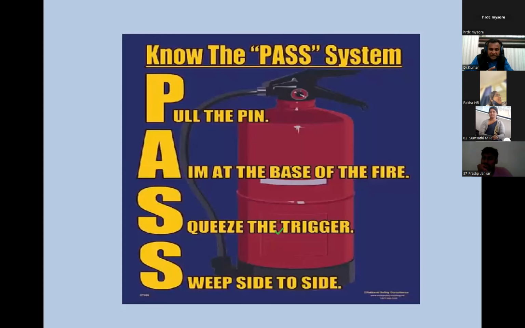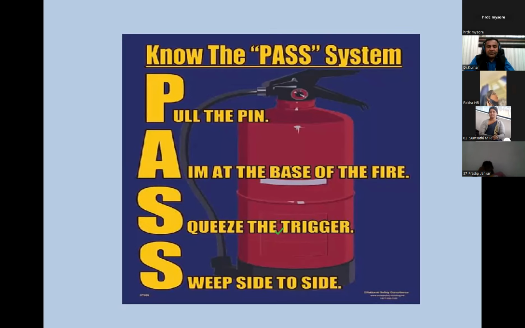So have the knowledge: each of your college buildings should be equipped with a fire extinguisher. If it is not equipped, make sure that you get it, either from the department or the authorities, or by somebody contributing or donating it to the college or institution. Every building needs a fire extinguisher, because this is the first aid for preventing the fire from becoming a disaster. So please know how to operate a fire extinguisher.